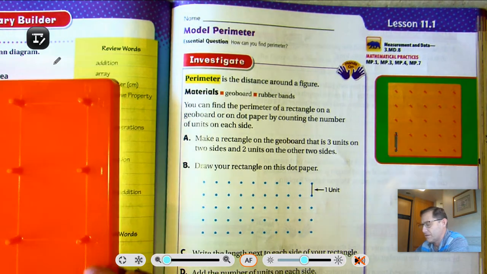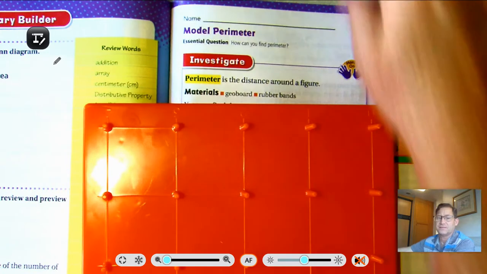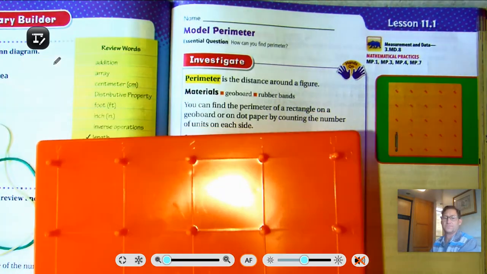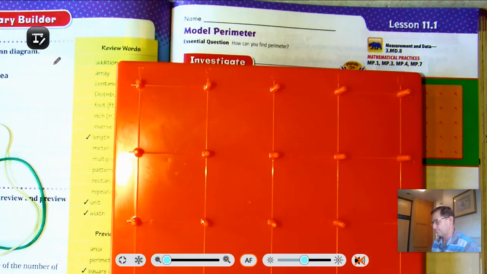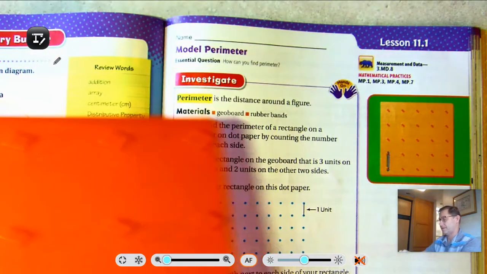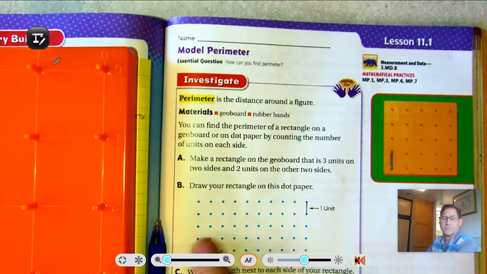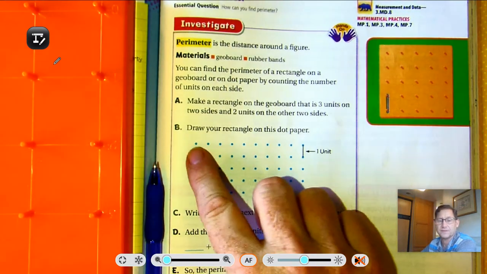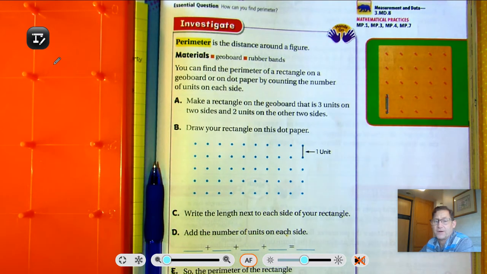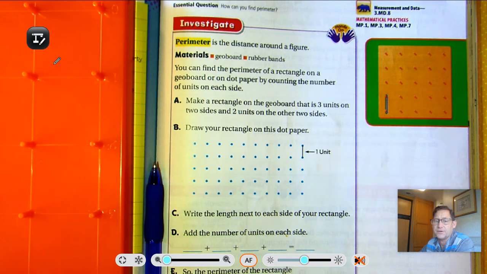So here's some materials that we can use. We can use a geoboard, some rubber bands to model perimeter. We can also use dot paper. Dot paper would work just the same as the geoboard. So what we have to do is make a rectangle on the geoboard that is 3 units on two sides and 2 units on the other side. So 3 units on two sides, 2 units on the other two sides.